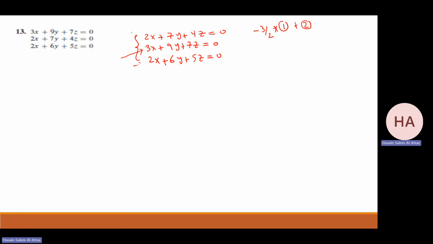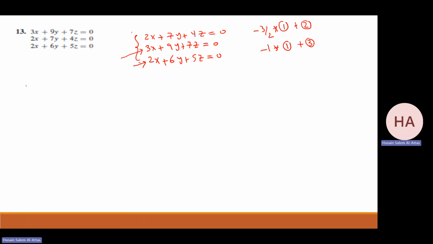Now, to get rid of this, I need to multiply by minus 1. So minus 1 times the first and add it to the third. So I have a fraction only in one equation. Okay, so that means what? I have, this I will keep the same.